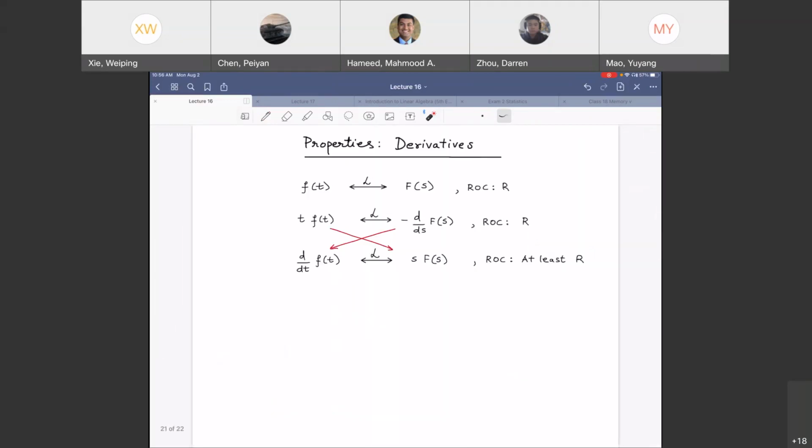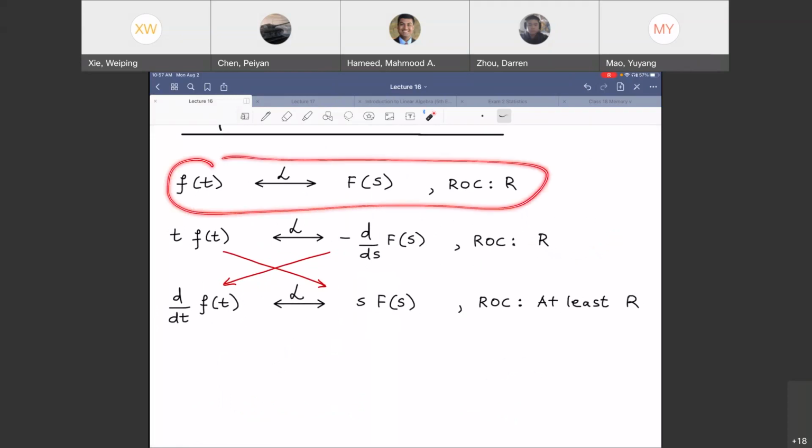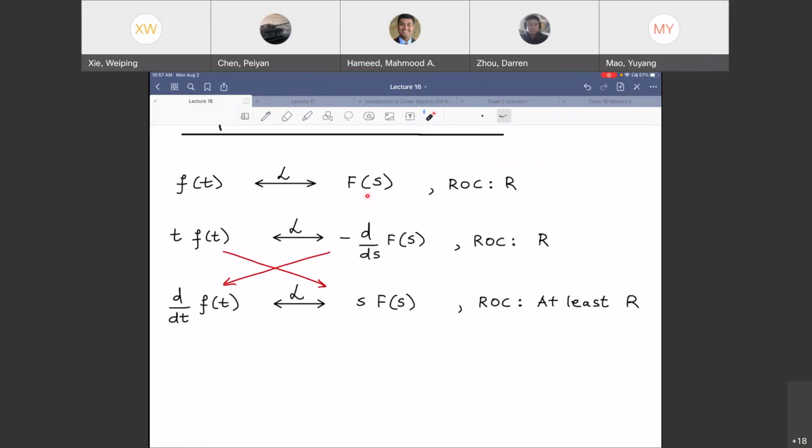All right, let's move on to properties, which is now derivative. We all love to differentiate our functions, right? Quadratic to linear to constants to impulses. We love that. So let's try to see what happens when you differentiate in the Laplace domain or in the time domain. When you take this particular form here, which is f of t, take the Laplace transform, you get F of s, region of convergence is R.